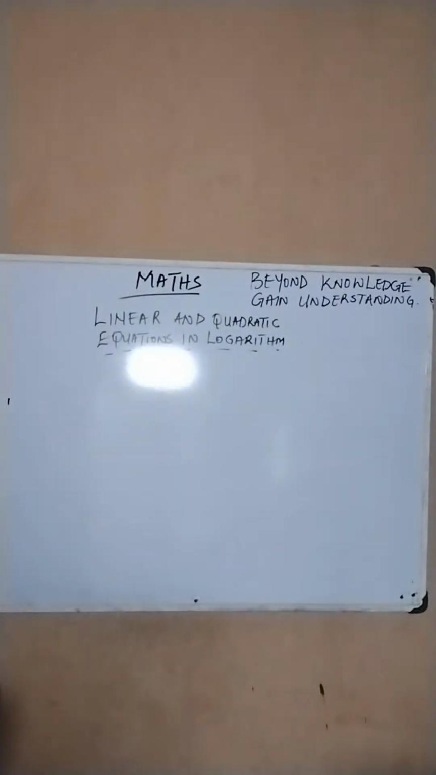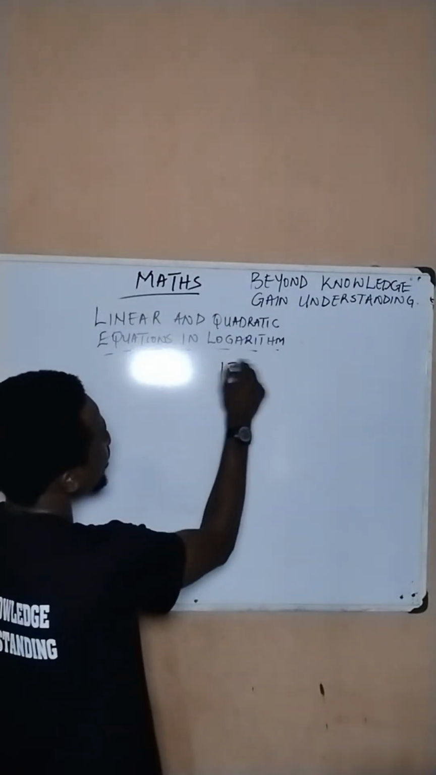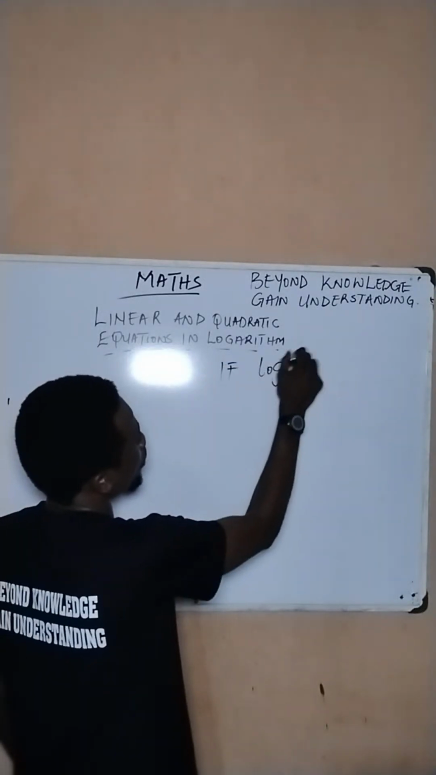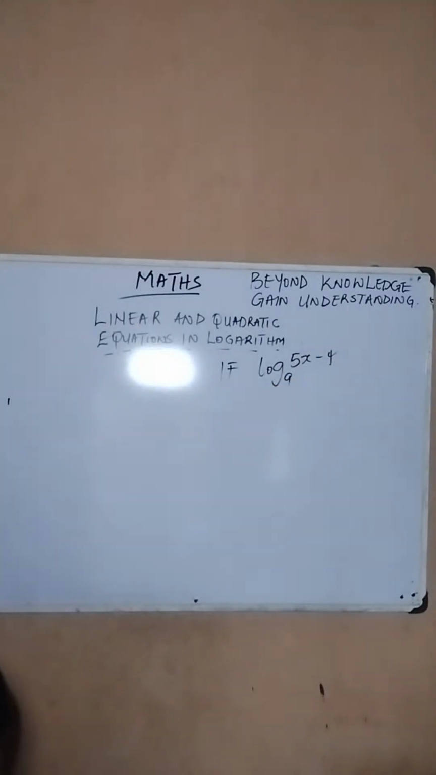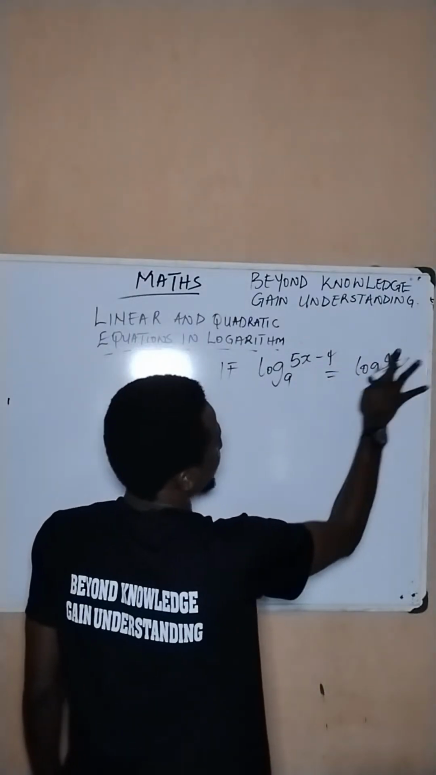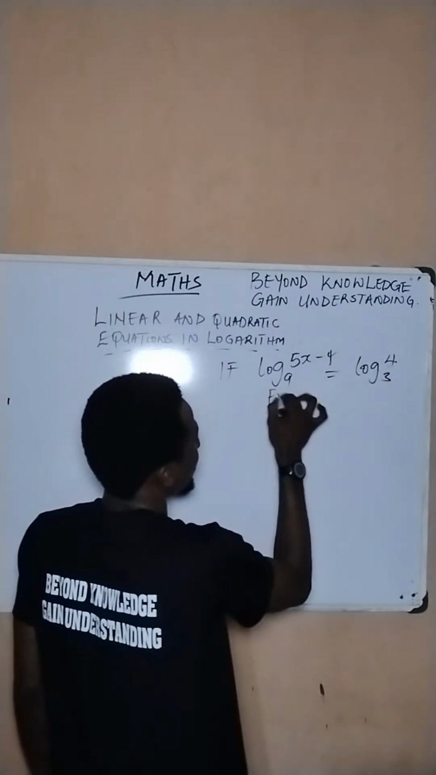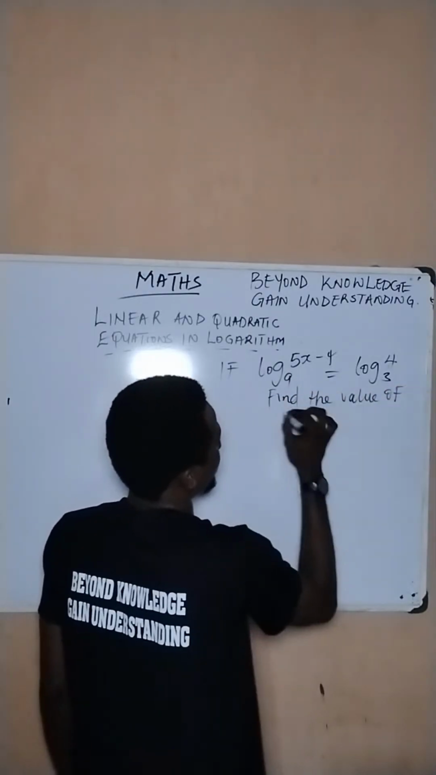I'm going to start with an example. Let's look at this example together. If the log of 5x minus 4 to the base of 9, this equation that I have here, is equal to log 4 base 3, find the value of x.